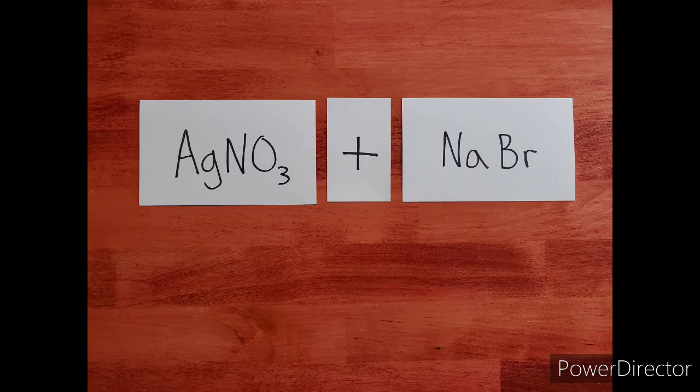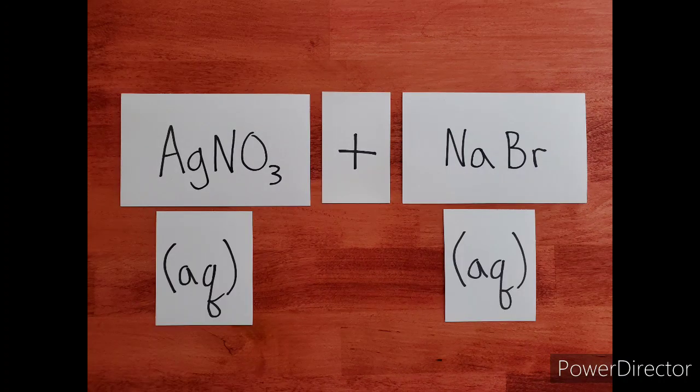Here we have AgNO3, which is silver nitrate, and NaBr, which is sodium bromide. One thing that's going to be really important in a double replacement reaction is to know if everything is aqueous and dissolved in water or solid and not dissolved in water. We're always going to start out with two aqueous compounds, but if you check the solubility rules, you'll see that AgNO3 and NaBr are both soluble in water and therefore aqueous.